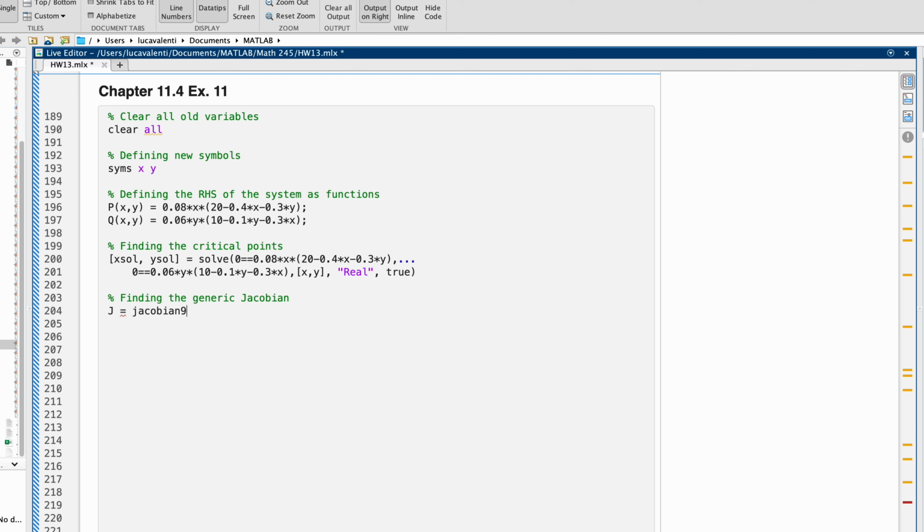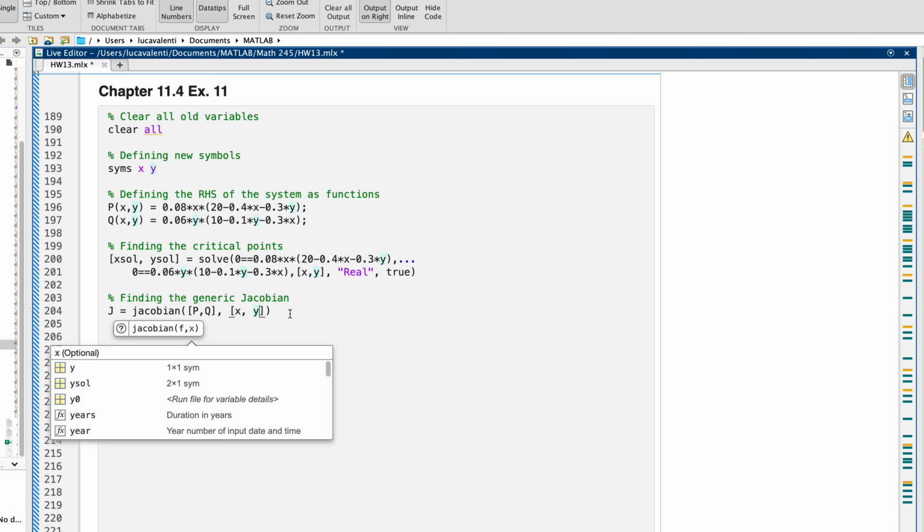We use the Jacobian command, and the Jacobian command wants the functions, the expressions that you want to change. So in this case, it's going to be P and Q, and then it wants to know what you want to substitute in those P and Q. And I want to substitute xsol and ysol in those P and Q. And I think, hold on, let me just make sure. I want to substitute actually just x and y, x and y, because I want the generic Jacobian.